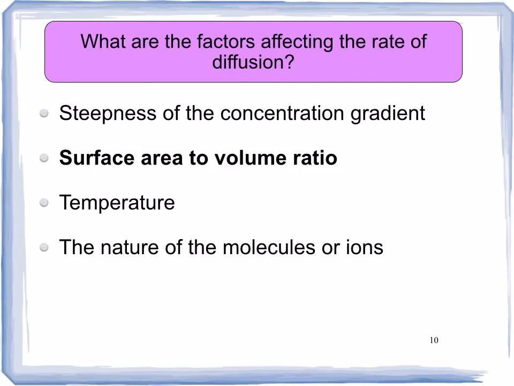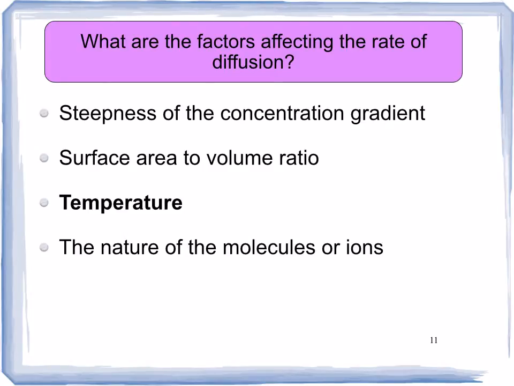Looking at surface area to volume ratio, you should remember this from IGCSE. An increase in the surface area to volume ratio increases the rate of diffusion. So things like villi and microvilli increase the surface area to volume ratio. And the shape of an organism can also affect this ratio.